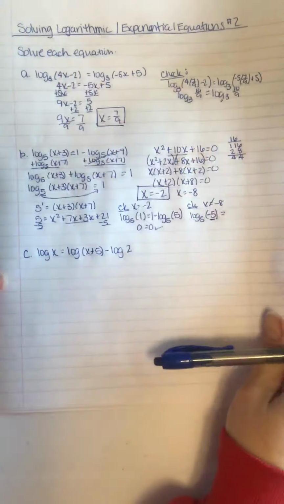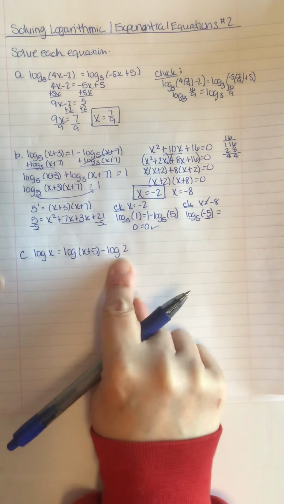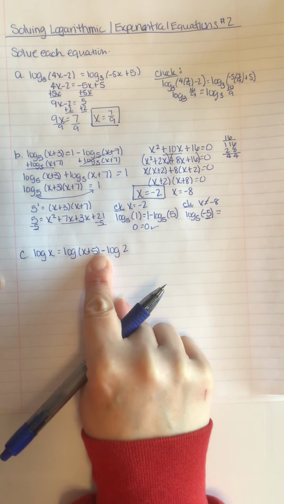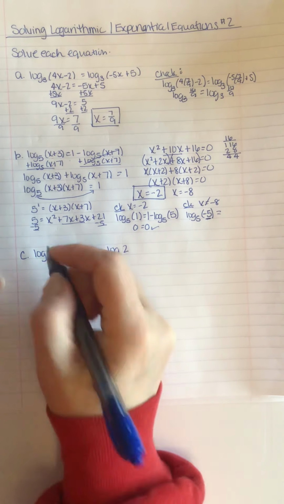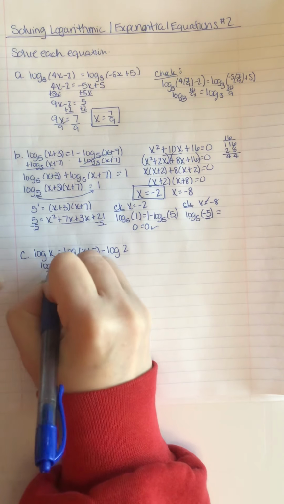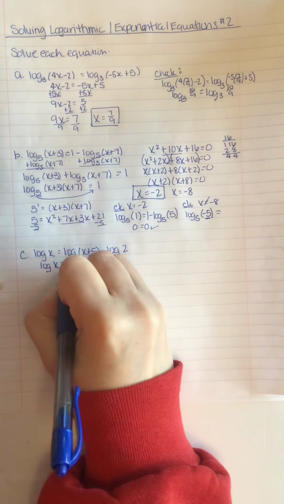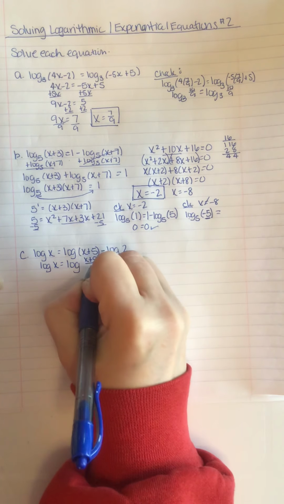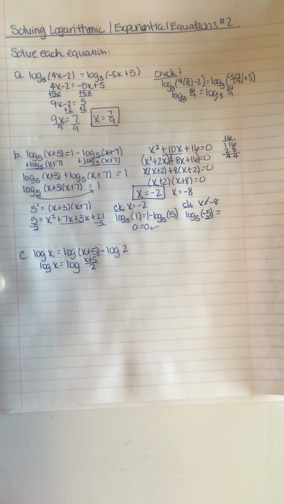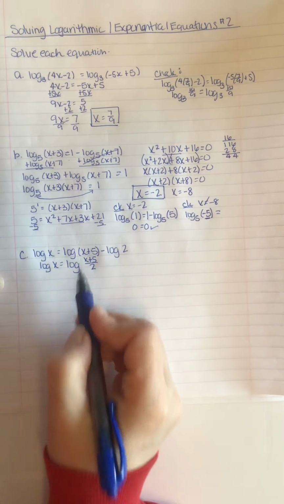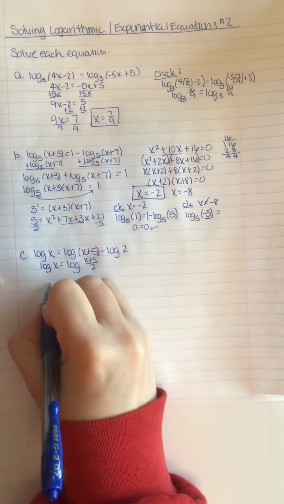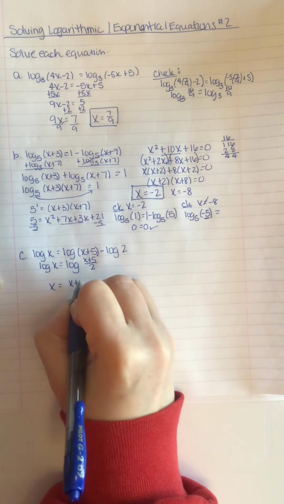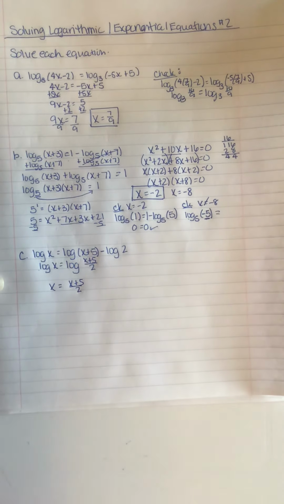Well, if we look at this, is there a way to combine these? Yeah, because for logarithms, remember, subtraction can be combined into one log with division. So x plus 5 over 2. And now, because we have the same log base on each side, we simply set x equal to x plus 5 over 2. And then we just solve it.